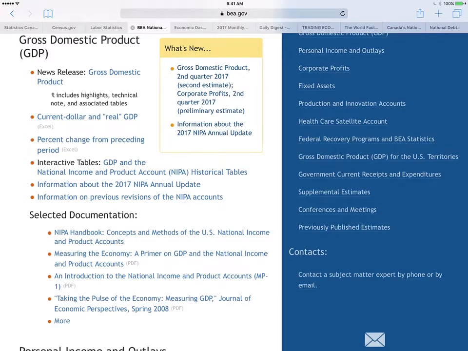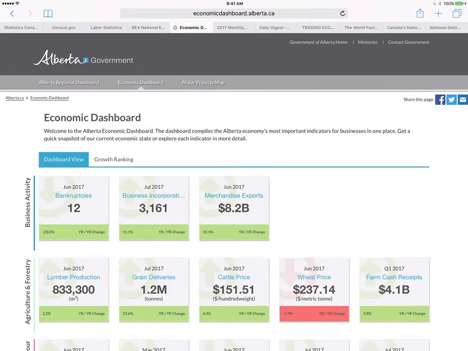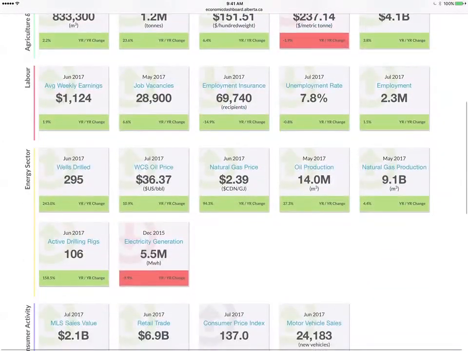What about Alberta? Well, we can go to what is called the Economic Dashboard for Alberta, and here you can get some key insights into what's happening with the Alberta economy. If you scroll down, you can get the July unemployment rate. We see it there at 7.8%. That's the unemployment rate in Alberta.